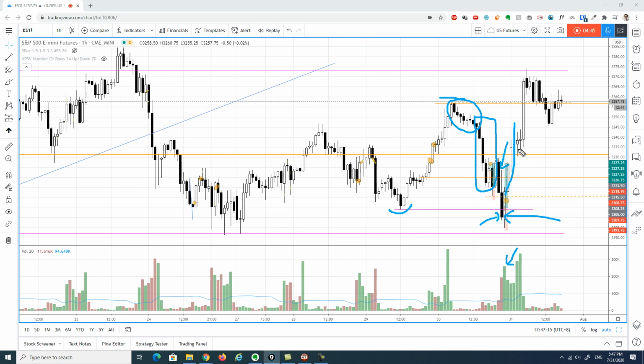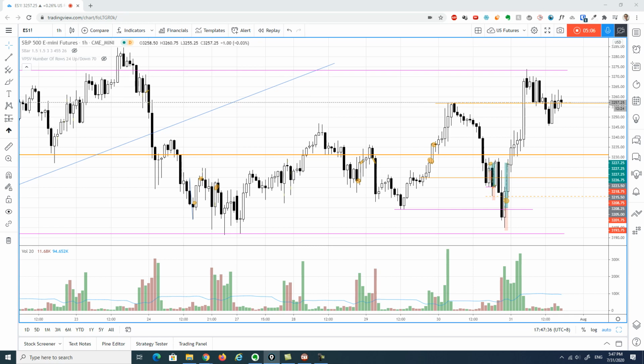But near the end of the session, at around 2 a.m. and 3 a.m. my time here, there is presence of supply, which kept the movement up. All right, so that is how it actually happened in yesterday's session.